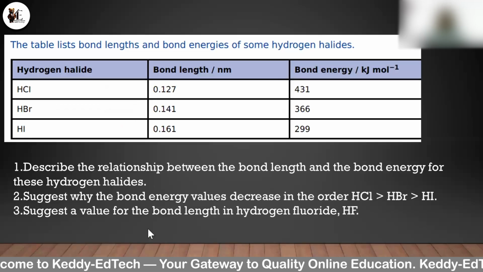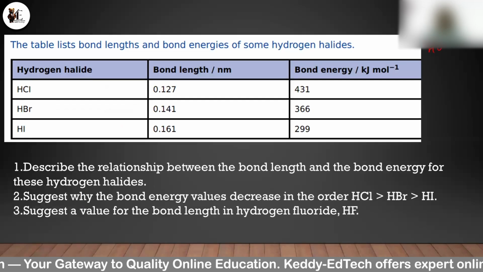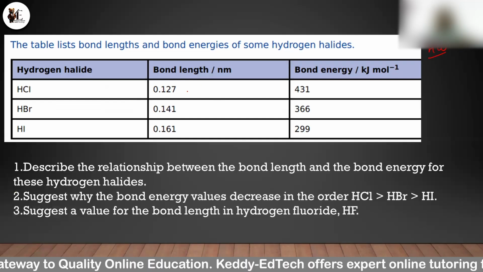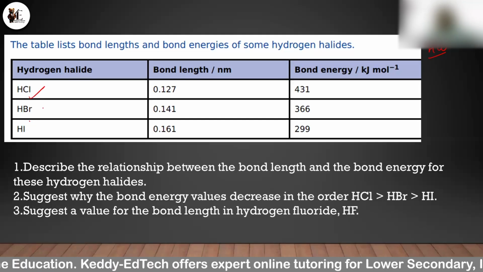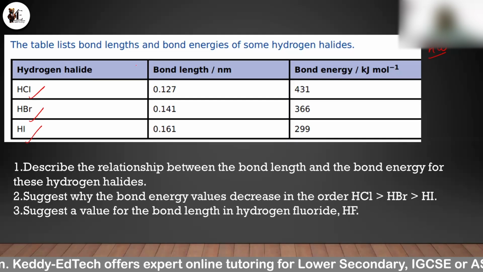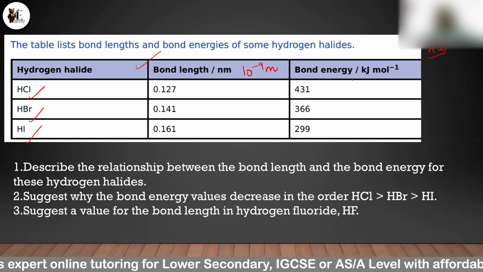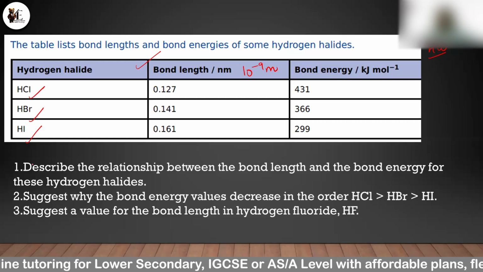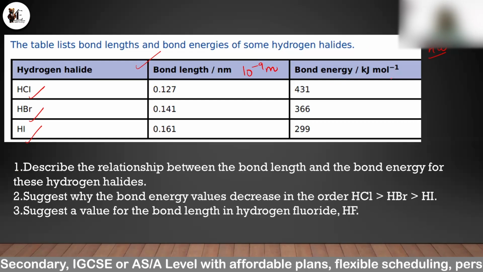Okay, so this is your homework question. You can take a screenshot of it. The table lists bond lengths and bond energies of some hydrogen halides: hydrogen chloride, hydrogen bromide, hydrogen iodide. Bond length is given in nanometers. Nanometer means 10 raised to the power minus 9 meters. Bond energy is given to you. You have to answer only 3 questions, which are very easy if you understood the bond length and bond energy concept.